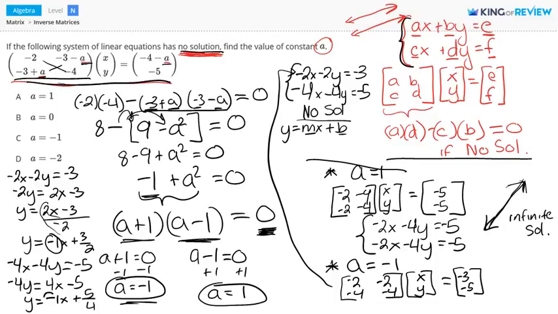So you notice the slope here is negative 1, and the slope on the first equation is negative 1. And when we have the same slope, that produces parallel lines. So we know that there's no solution. So the correct answer that produces no solution is a equals negative 1. Letter C.